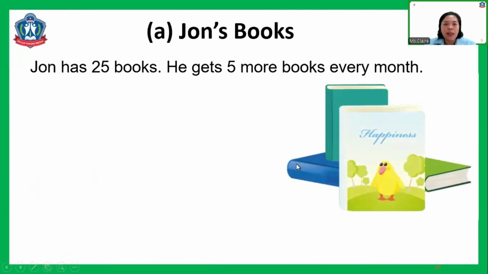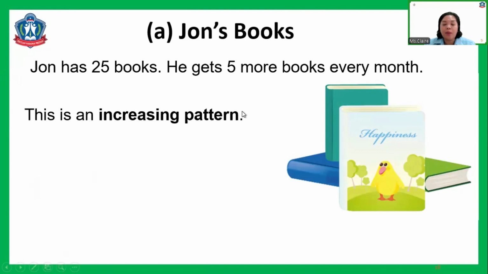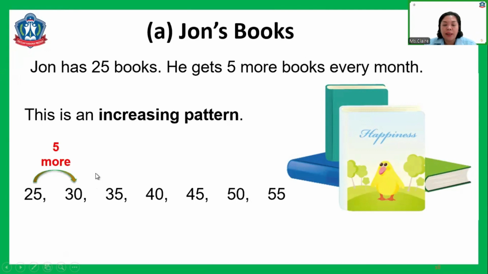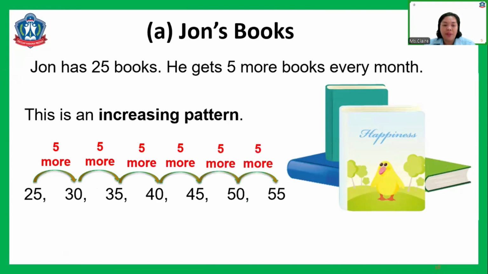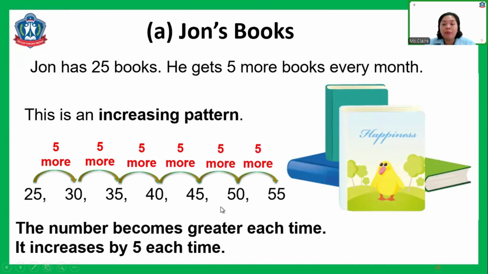I have here John's books. John has 25 books. He gets 5 more books every month. So this is an increasing pattern. It means it keeps getting bigger. It keeps adding. So 25 books, 5 more books is 30, another 5 more is 35, then another 5 is 40, another 5 is 45, another 5 is 50, and another 5 is 55. So the number becomes greater each time. So it increases by 5 each time.